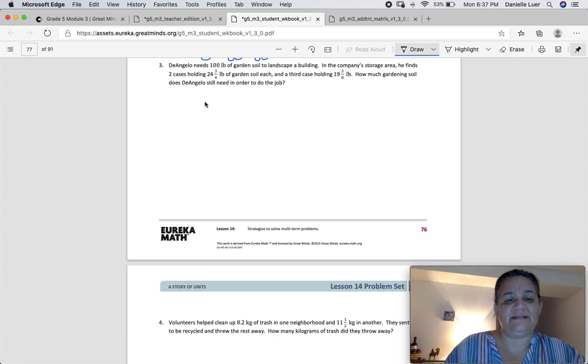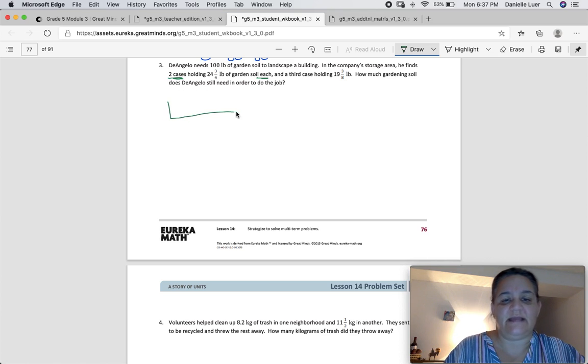Okay, D'Angelo needs 100 pounds of garden soil to landscape a building. In the company's storage area, he finds 2 cases, so there's 2 of them, holding 24 3/4 pounds of garden soil each. That means there's 2. And a third case holding 19 3/8 of a pound. How much gardening soil does D'Angelo still need in order to do the job?